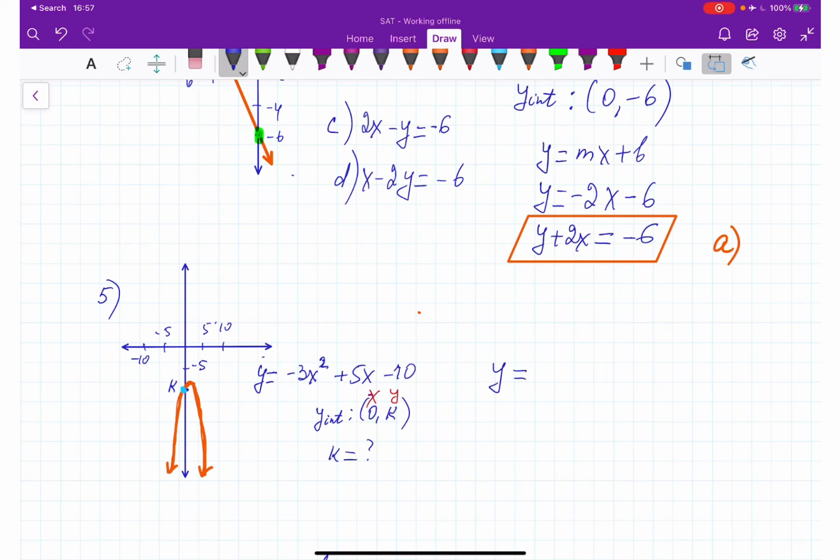y is equal to -3 times 0 plus 5 times 0 minus 10. So y is equal to negative 10, which means my k is negative 10. Okay? Pretty straight. It's a little bit tricky, but it's straightforward.